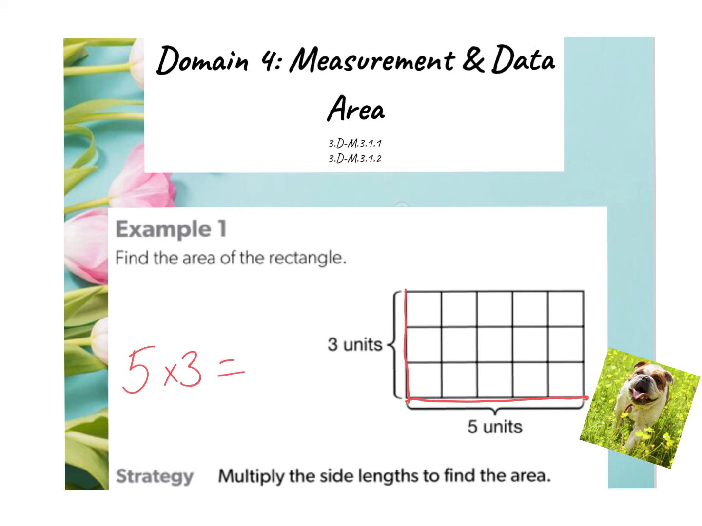And remember, if you're having trouble with the area, sometimes they have squares that you can count up to help you. So think 5 times 3. I'll give you a minute to try to think of that. Let's count by 3s and double check your answer. 3, 6, 9, 12, 15. So the area of this rectangle would be 15 square units.